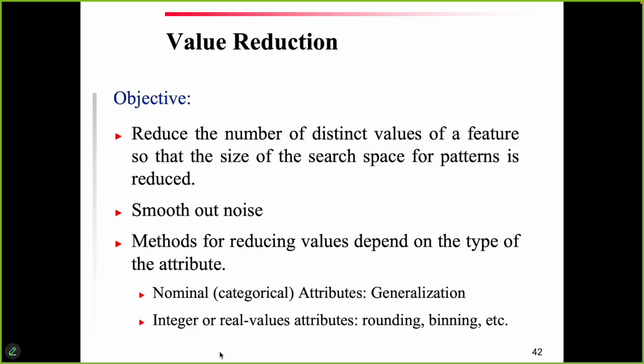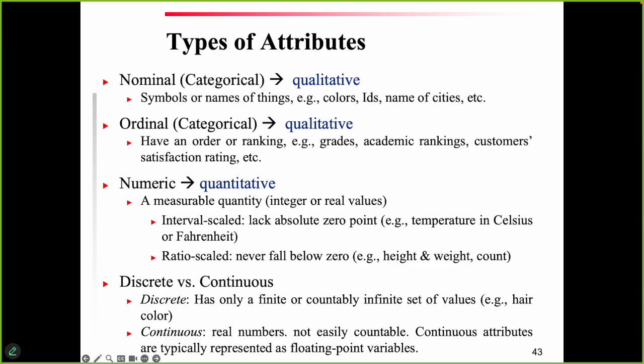If we have categorical attributes, you may want to do generalization, which I'm going to explain today. If we have numeric attributes, then you may want to do rounding or binning. We discussed binning last session, and so on. So let's see first what these different types of attributes are.